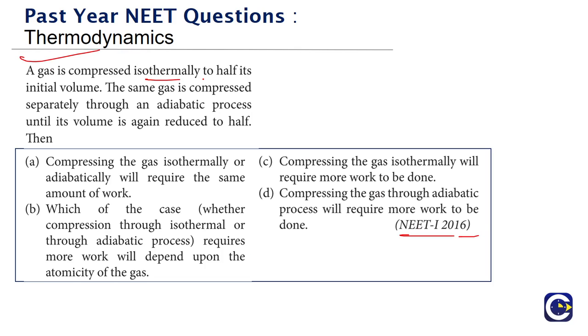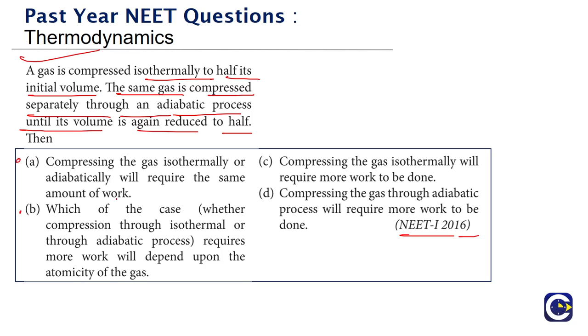A gas is compressed isothermally to half its initial volume. The same gas is compressed separately through an adiabatic process until its volume is again reduced to half. Means same phenomenon. We are compressing it on one side isothermally, so that the volume becomes half. On the other side we are compressing so that the volume becomes half in an adiabatic manner.